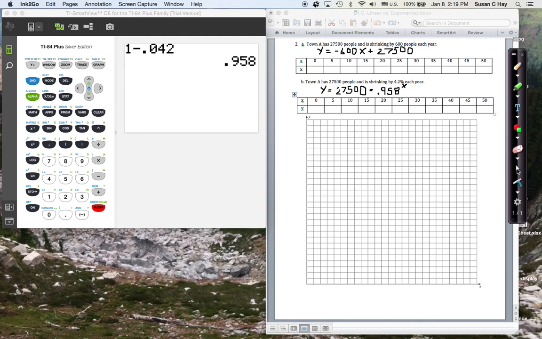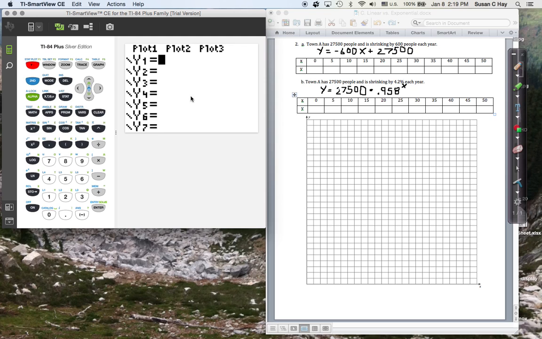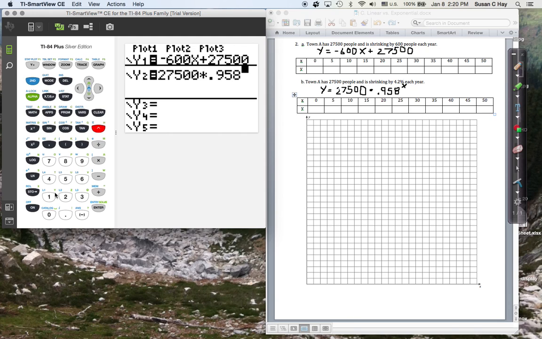Okay, so we're going to go into our graphing calculator now and enter these two equations. Remember, you have to click on the y equals button. Let's put in our linear equation, negative 600x plus 27,500, and then our exponential one starting at 27,500. It's being multiplied by a number less than 1, so it is getting smaller and smaller every year. That's what the power of x means.